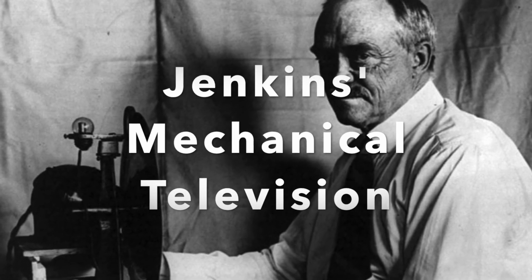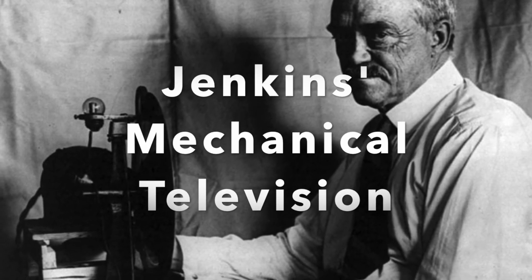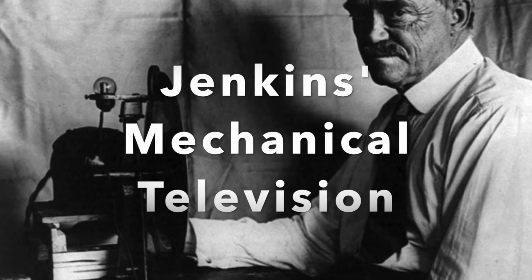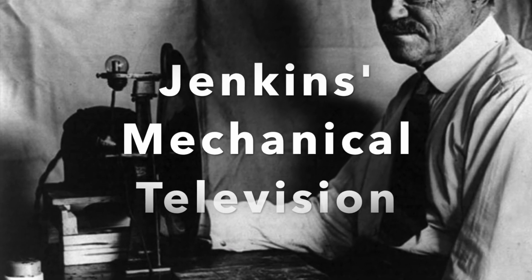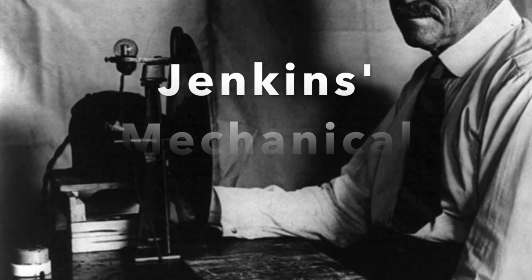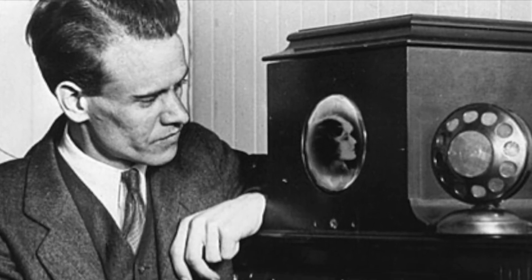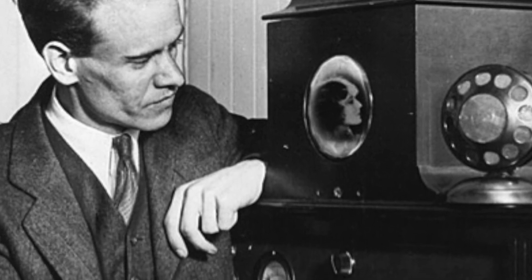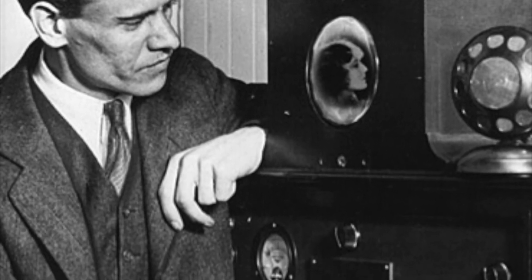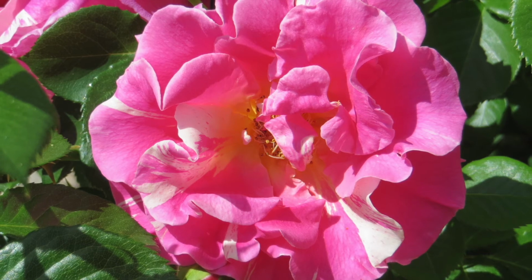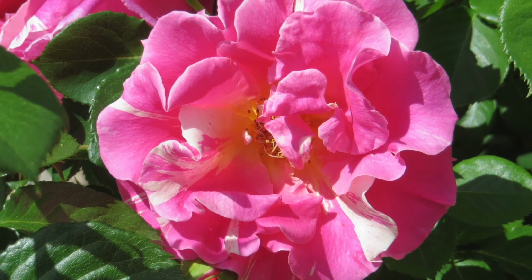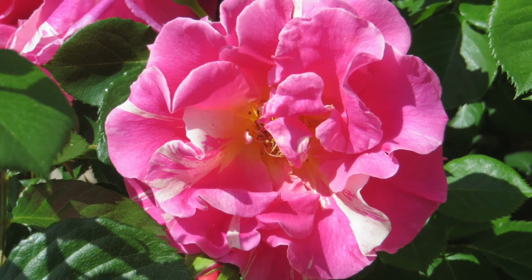This was a mechanical system and used a spinning disc on the camera and one on the receiver. W3XK began broadcasting on July 2, 1928. However, the first commercial all-electronic television did not occur until July 1, 1941.